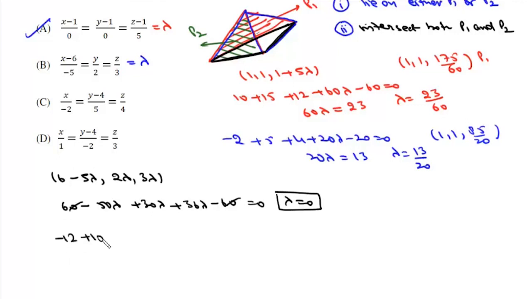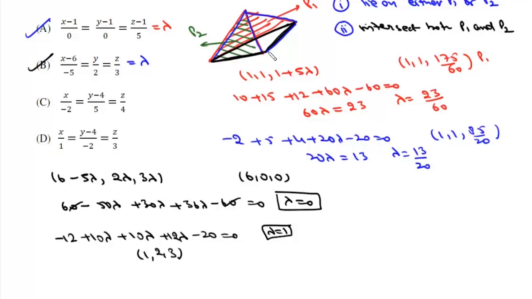And for the second plane it will be minus 12 plus 10 lambda plus 10 lambda plus 12 lambda minus 20 equals 0. So it will be lambda equals 1. So on plane 1, this point is 6, 0, 0, and on plane 2, it is 1, 2, 3. So this second line also can be an edge of the tetrahedron.